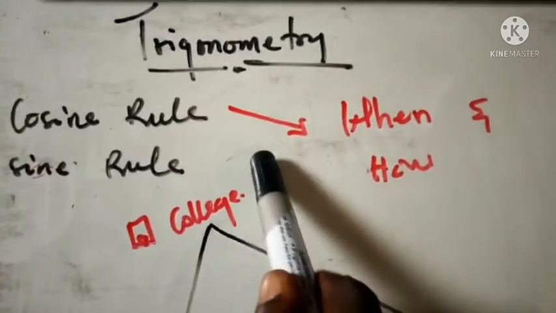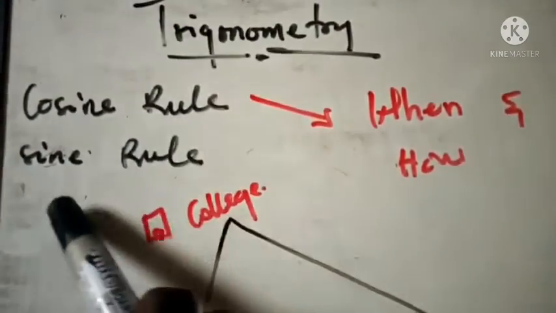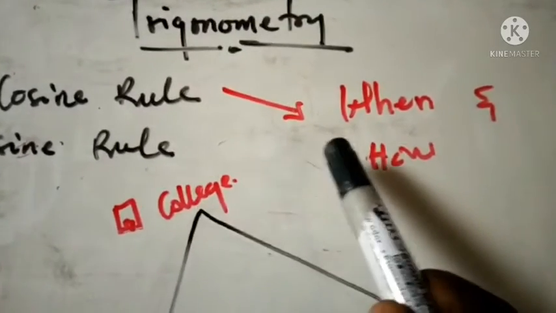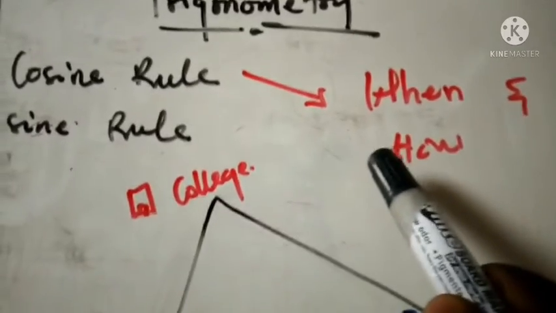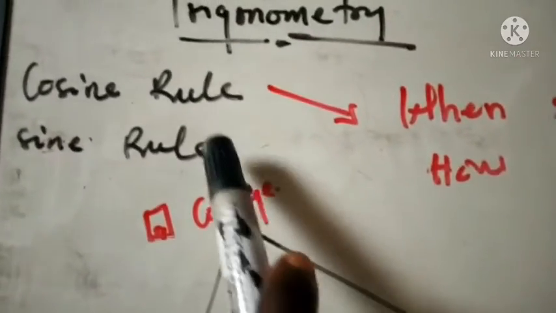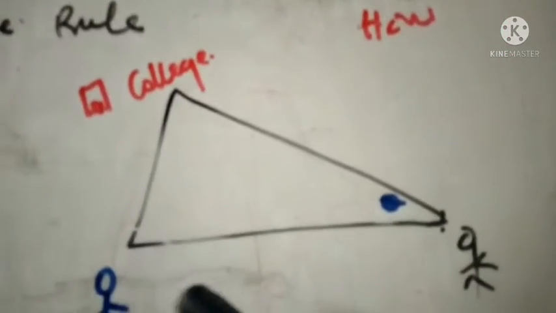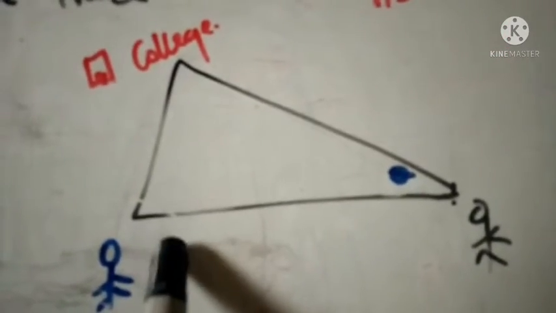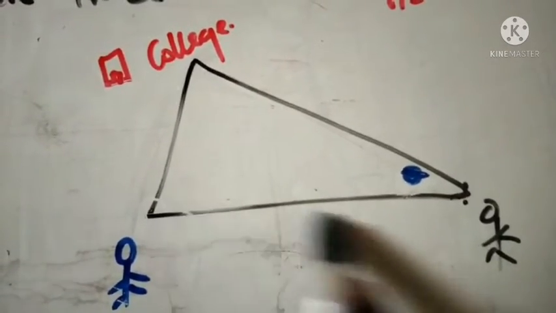In this video, you want to understand the importance of the cosine rule as well as the sine rule. You must know exactly when and how to use them. That is the most important thing. The importance of the cosine and sine rule in trigonometry is that it helps us to determine the distance between two things or three things. Let's limit ourselves to three things.